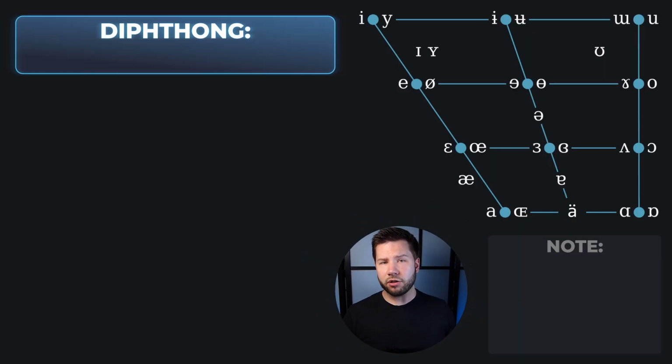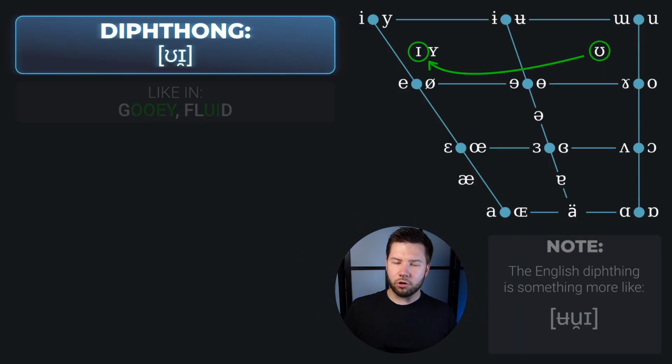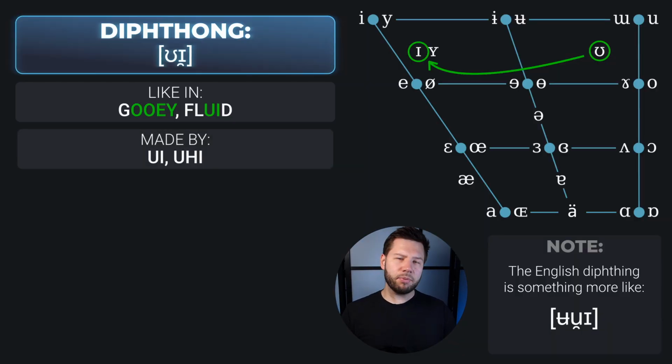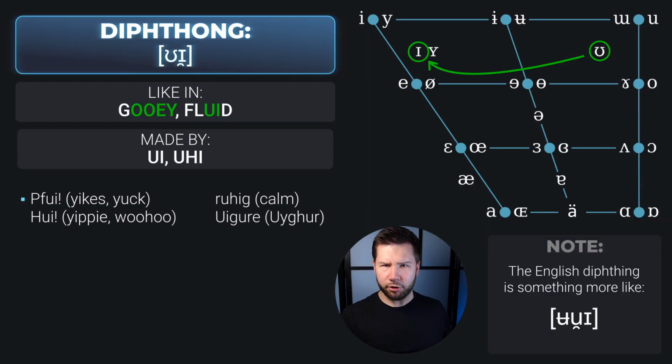learn. But for those of you who already feel comfortable with them, we can move on to the 4th diphthong, ui. Kinda similar to how you pronounce gooey or fluid, this diphthong is only used in a handful of words. It appears in a few interjections like pfui or hui, and in the words ruhig and Uigure. The last 3 diphthongs all stem from foreign words that have entered German and whose pronunciation is still retained by native speakers, albeit a bit Germanized.